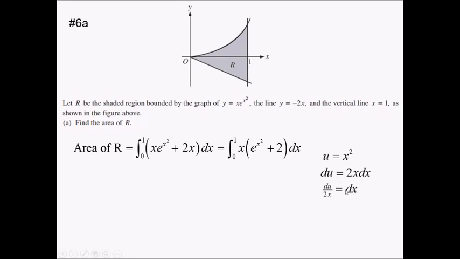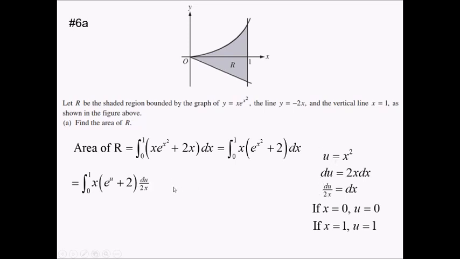I also have to get my u values. If x is 0, then x squared, u, is also going to be 0. If x is 1, then u is 1 squared, which also happens to be 1, so that actually works out nicely. Plugging things back in, I have the integral from u equals 0 to u equals 1. Happens to be the same numbers. We still have an x here. We have an e to the u plus 2. And then dx we're replacing with du over 2x.